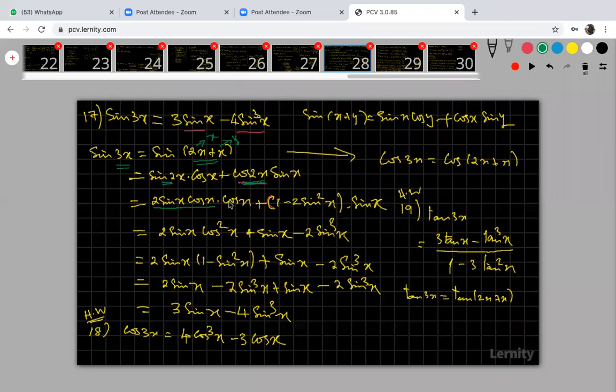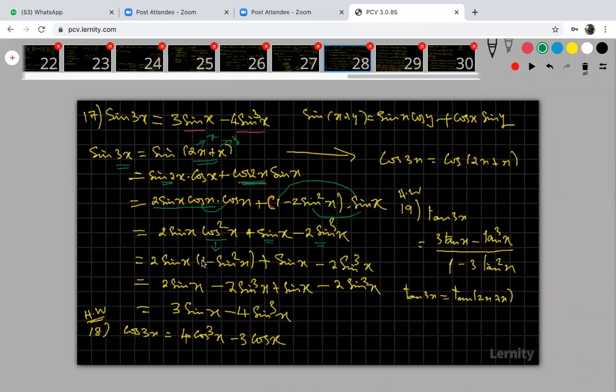Now multiply. This is cos x into cos x, cos square. This is 1 into sin x. This is 2 sin square into sin x. This 1 into sin x is sin x. This is minus 2 sin square into sin x, minus 2 sin cube x. Still I don't want this cos square x, so I am applying cos square is 1 minus sin square. So this is 1 minus sin square, this is 2 sin x, this is 1 minus sin square, plus sin x minus 2 sin cube x.